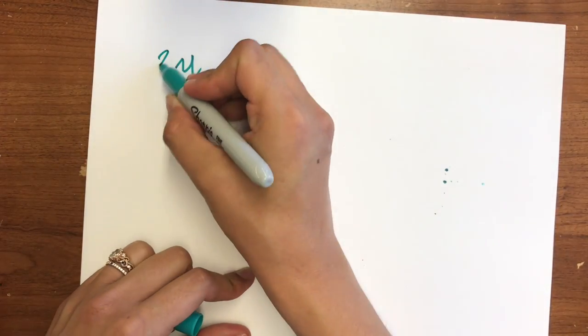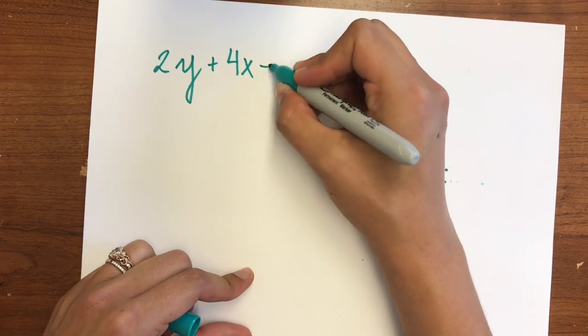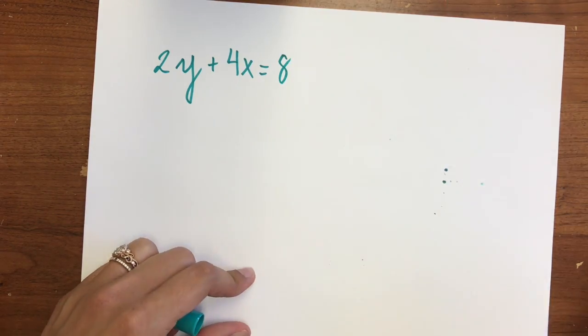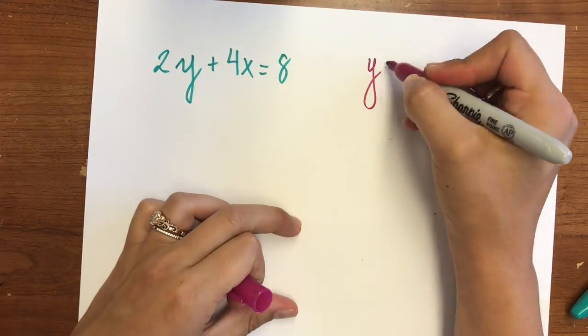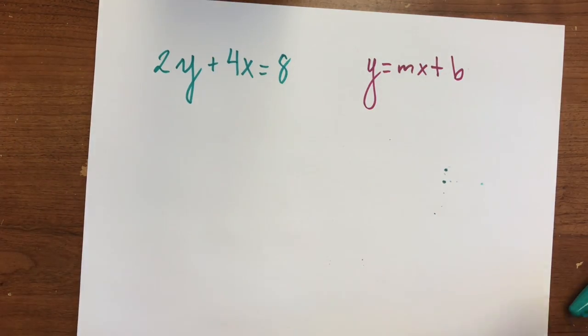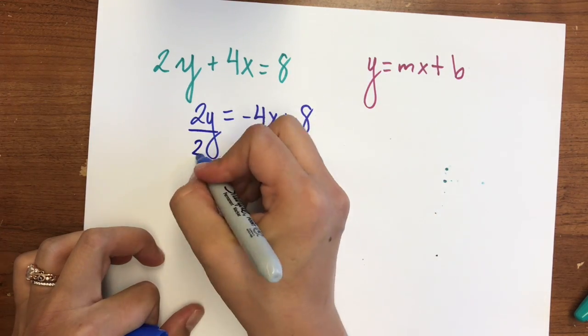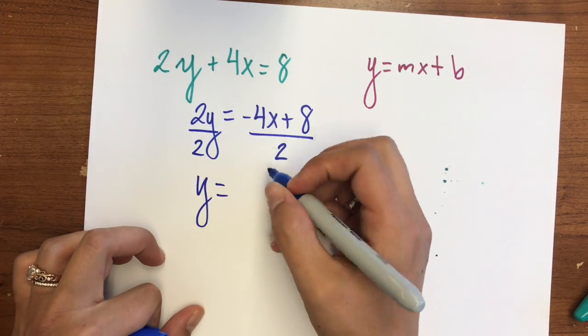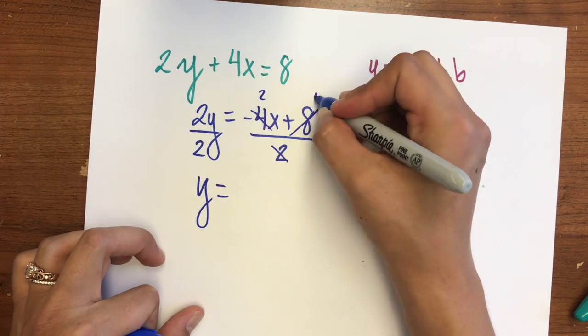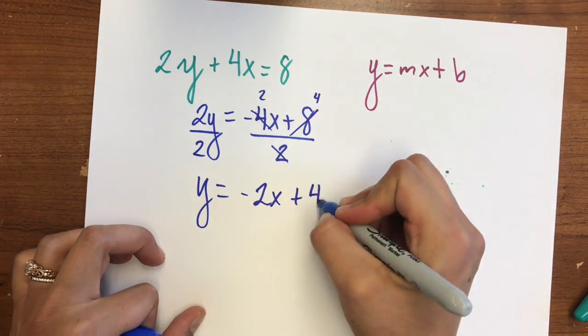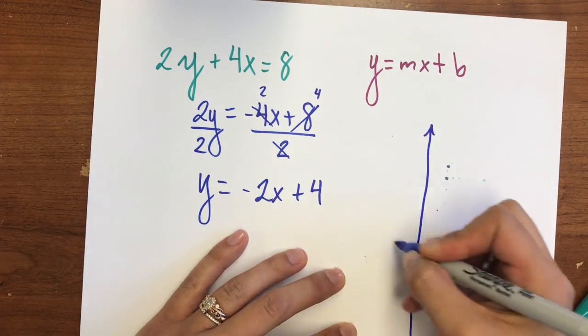We'll do another example here. So we have 2y plus 4x is equal to 8. Okay, so first thing I want to do is I want to get it into the form of y equals mx plus b. So I'm going to isolate y by first subtracting 4x from both sides. Then I divide everything by 2. And you'll notice that it has to divide both of the added terms there by 2. So I end up with negative 2x plus 4.